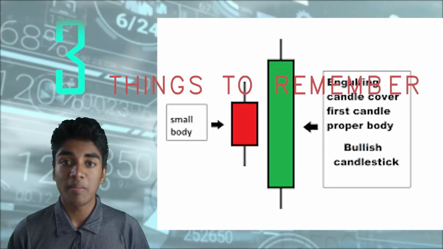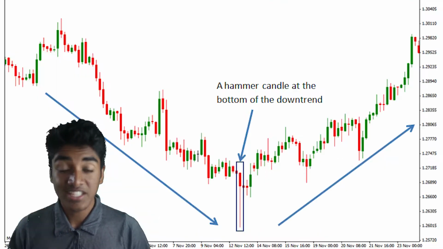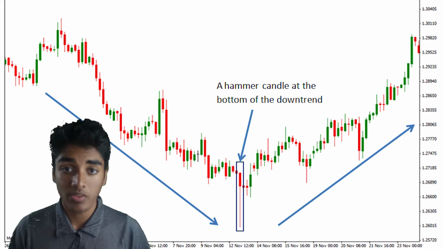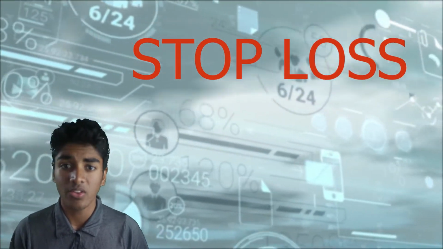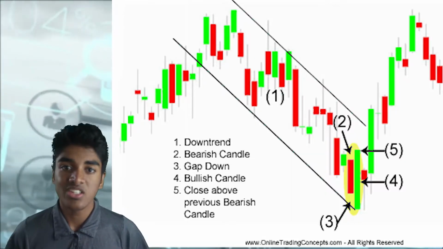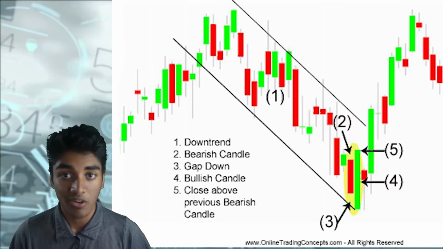Here are 3 things to remember when trading the pattern. Look for the bottoms of continuous downtrends. As soon as you are confident that there's a trend reversal, place a buy option on that stock. But make sure to invest wisely and place a stop loss below the green candle to avoid any further loss of money. Take a look at this chart that I put behind me and see if you can try and identify the bullish engulfing pattern.